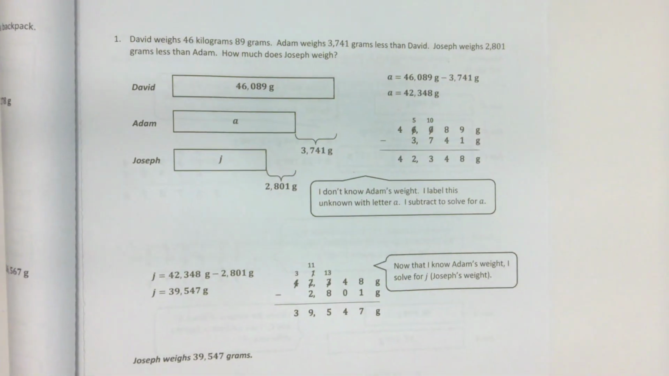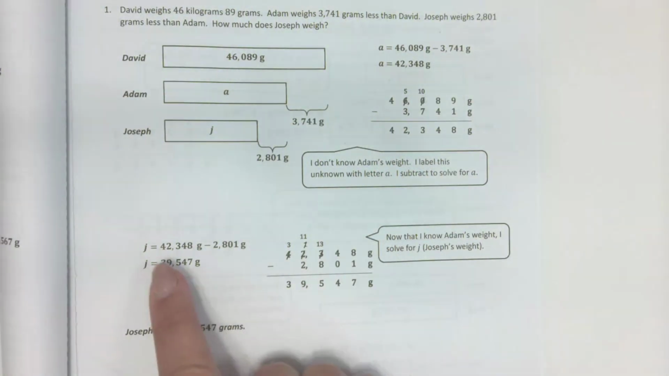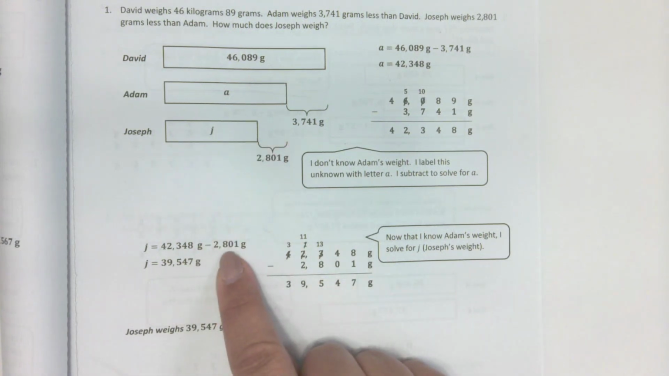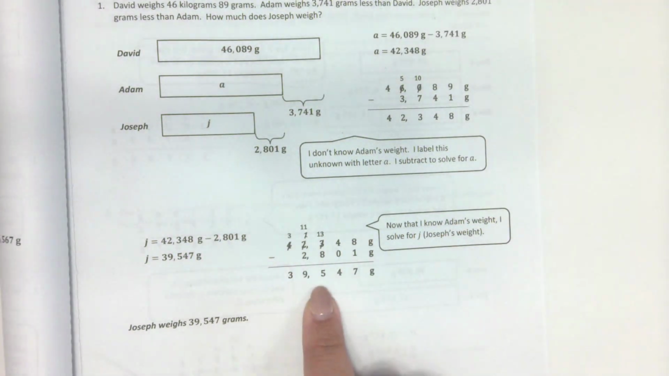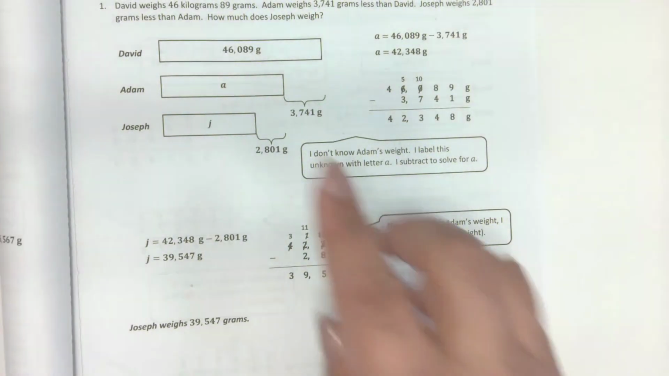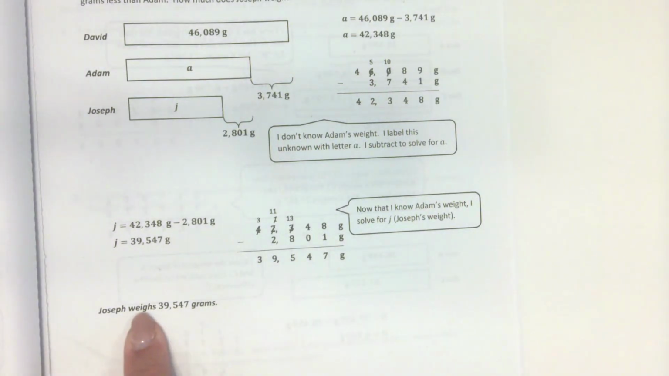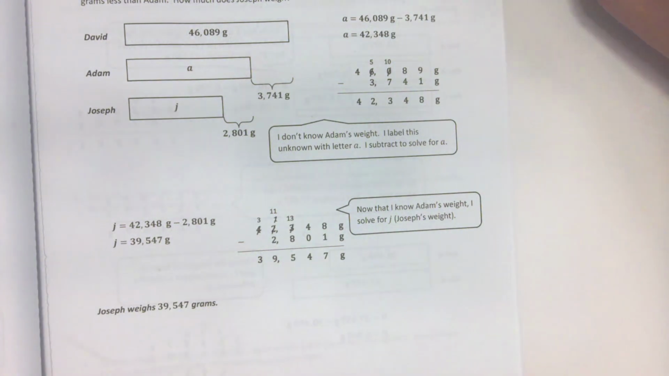Now we have to find Joseph's weight. So they used the number they got for Adam's weight, right? And subtracted how much less Joseph weighs, 2,801 grams, and did the algorithm, and they figured out that Joseph weighs 39,547 grams. The answer statement needs to answer the question, how much does Joseph weigh? So their answer statement says Joseph weighs 39,547 grams. Let's turn the page.